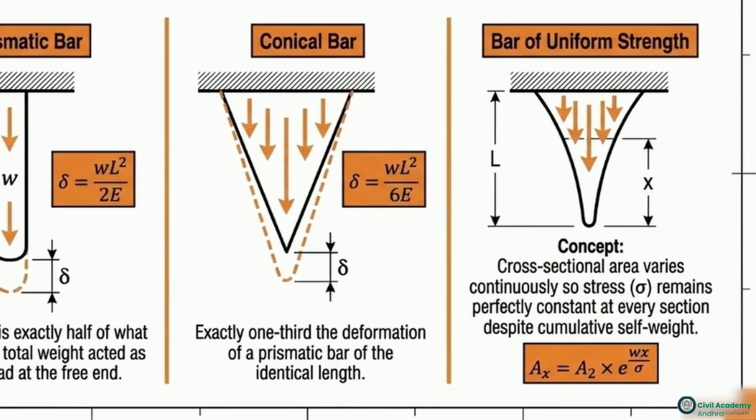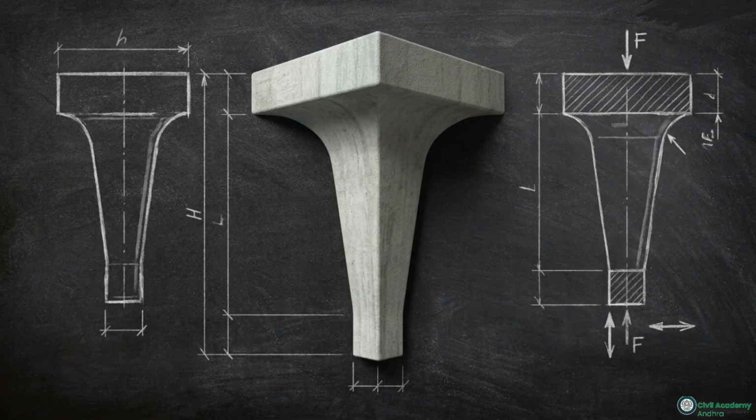On the right is the bar of uniform strength. Its cross-sectional area varies continuously along an exponential curve. This ensures the stress remains perfectly constant at every section, even as the accumulated weight increases toward the top. Self-weight acts as an internal accumulation, rather than a standard applied load. Managing it efficiently requires variable geometry.